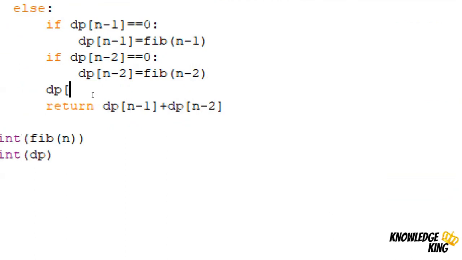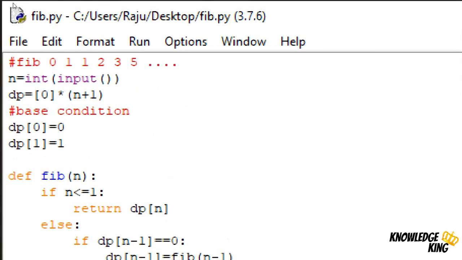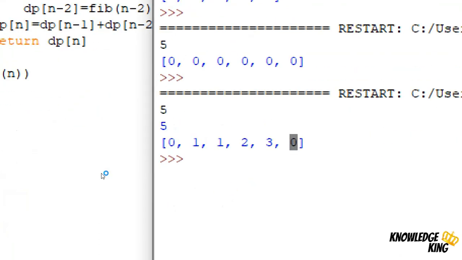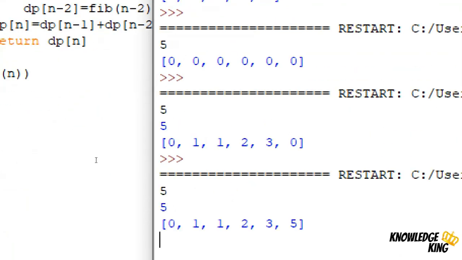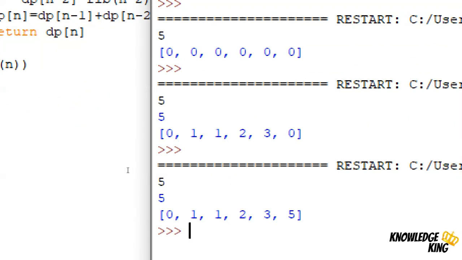We can set dp of n equal to dp of n minus 1 plus dp of n minus 2. Now I'll return dp of n. Now I'll save it. Now I'll execute again. Now I'll enter 5. As you can see, it returned 5 and the value 5 is stored in the array too.